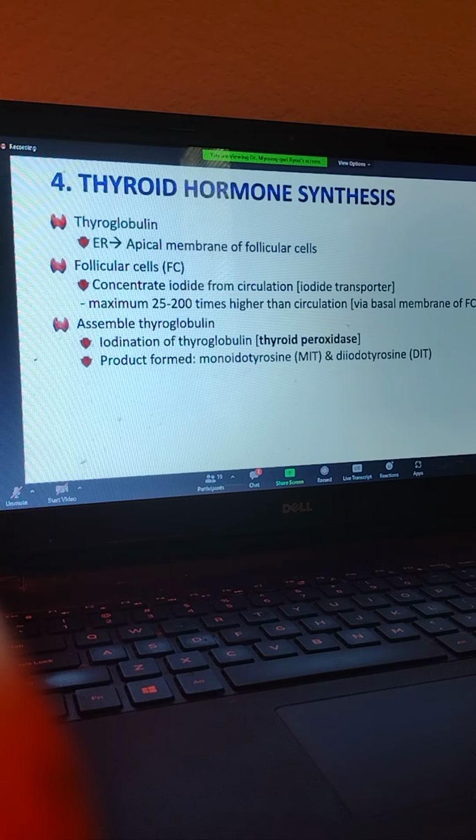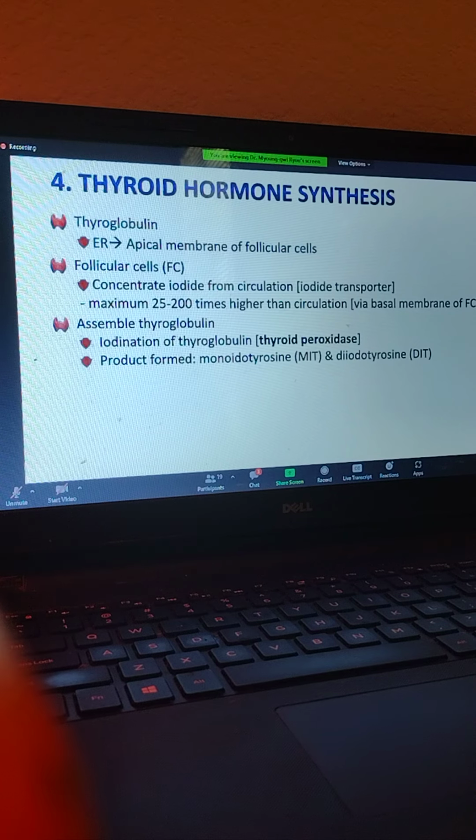the cell has to concentrate the iodide from the circulation. If you compare the iodide concentration in the circulation and inside the cells, the iodide concentration is about 200 times more than in the circulation. So actually the follicular cell already has a lot of iodide, 200 times more than the circulating levels. Iodide, we have to rely on the dietary source, right? So we have to move the iodide from the low concentration to the high concentration.